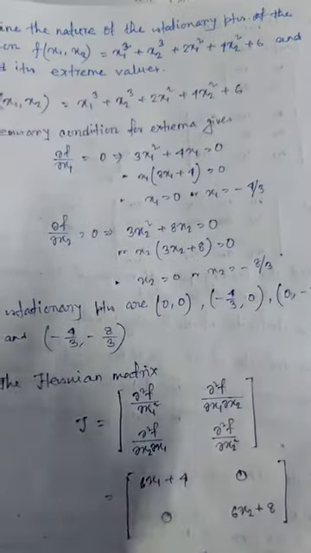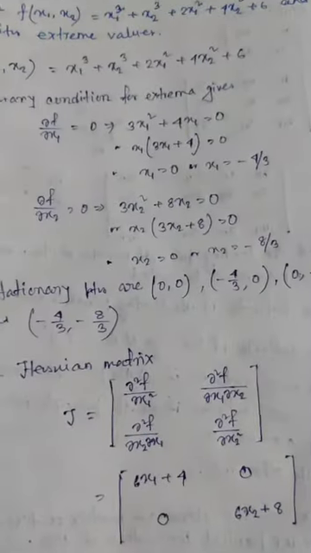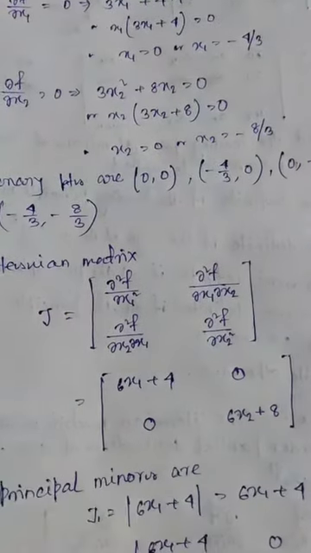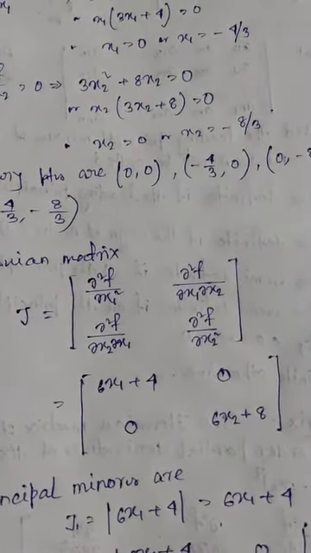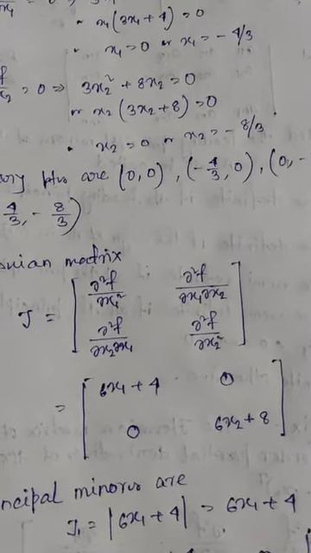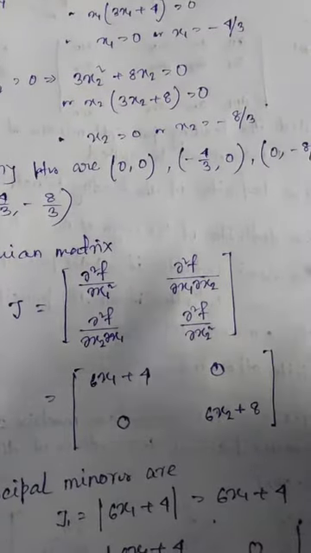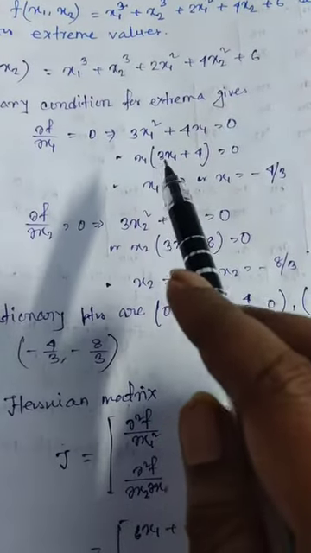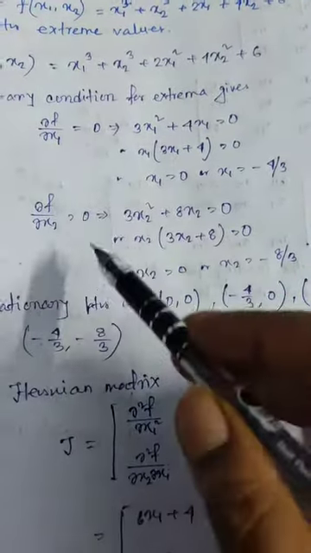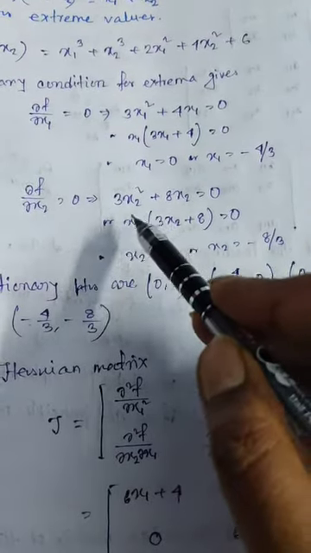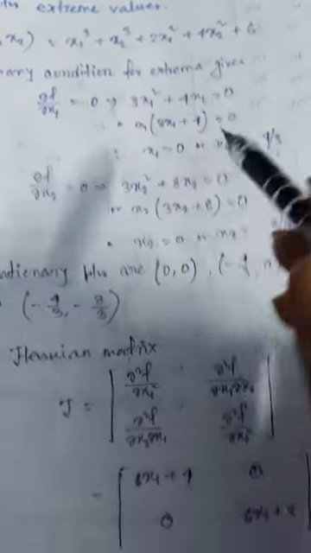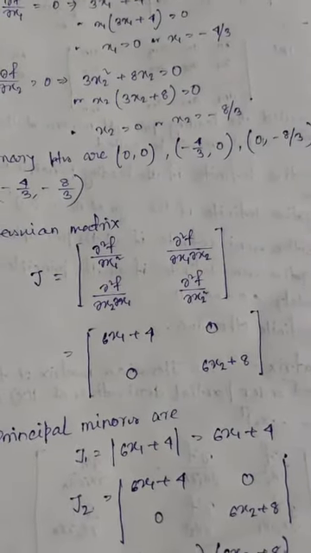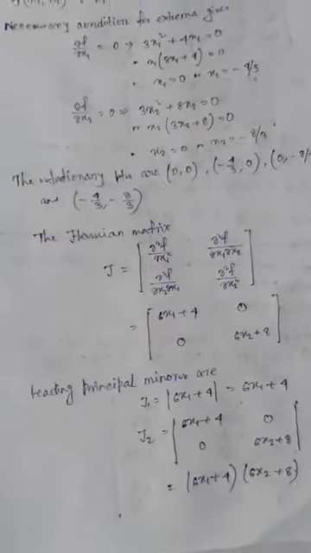Since there are two independent variables, the Hessian matrix is of the form J is equal to del 2f del x1 2, del 2f del x1 del x2, del 2f del x2 del x1, and del 2f del x2 2. From here we can find del 2f del x1 2 is 6x1 plus 4, and del 2f del x2 2 is 6x2 plus 8. We can easily say that del 2f del x1 del x2 and del 2f del x2 del x1 both are 0.